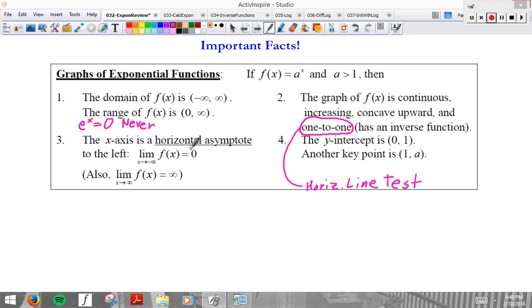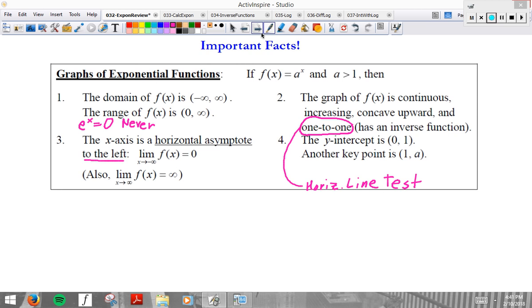The x-axis is a horizontal asymptote on the left side only. So the limit as x goes to negative infinity is 0. That's what that sentence means. We have a horizontal asymptote on the left, nothing on the right like that. Y-intercept 0, 1. Another key point is 1, a. F of 1, a to the 1, is a for any number.